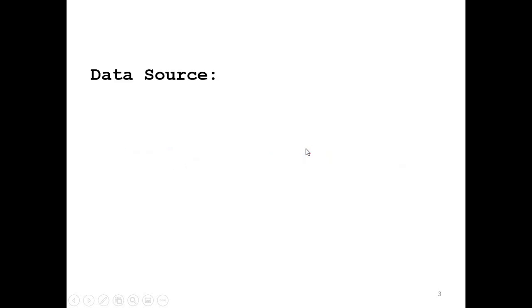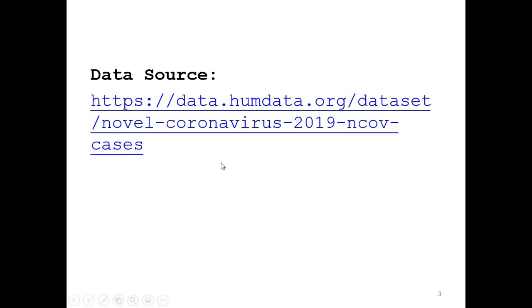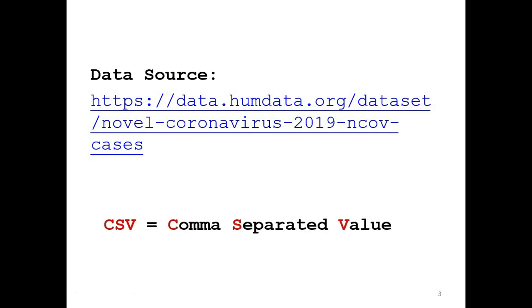Okay, suppose you have a data source. It is real data. Go to this site, data.humdata.org, and you see this is about the current crisis of coronavirus. This is raw data there. If you go to the site, you can download the files, and the files are basically CSV files. What is CSV? CSV is comma separated value.